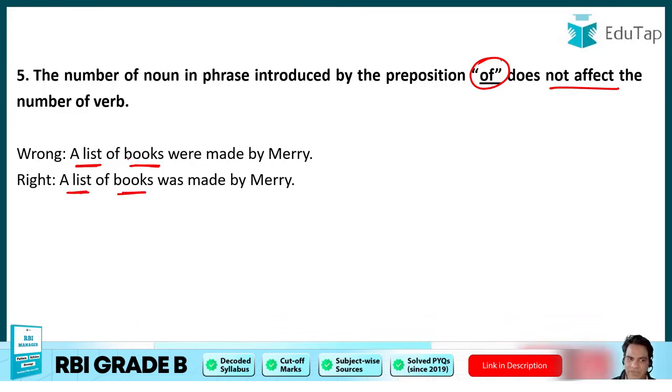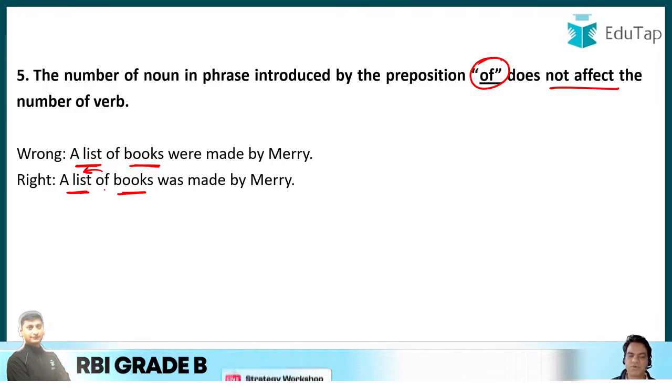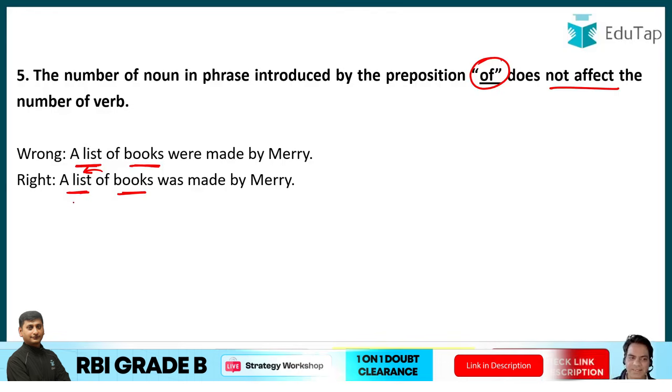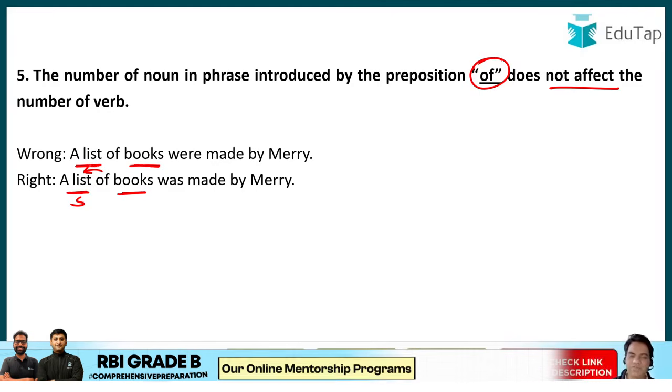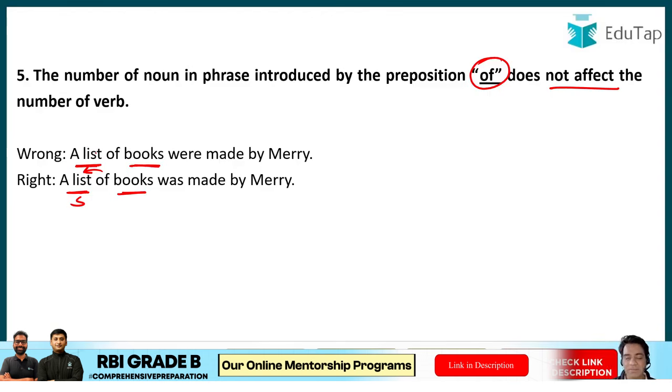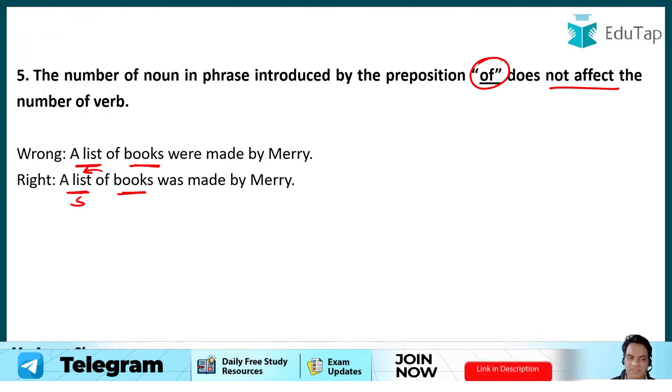I told you, if you find two nouns connected using of, always look at the noun before of, and that is the subject of the sentence. So the subject here was a list. See, the books were not made by Mary. A list of books was made by Mary. So Mary did not make any books. Mary made a list of those books. So the subject here is list. So you'll find many such examples.